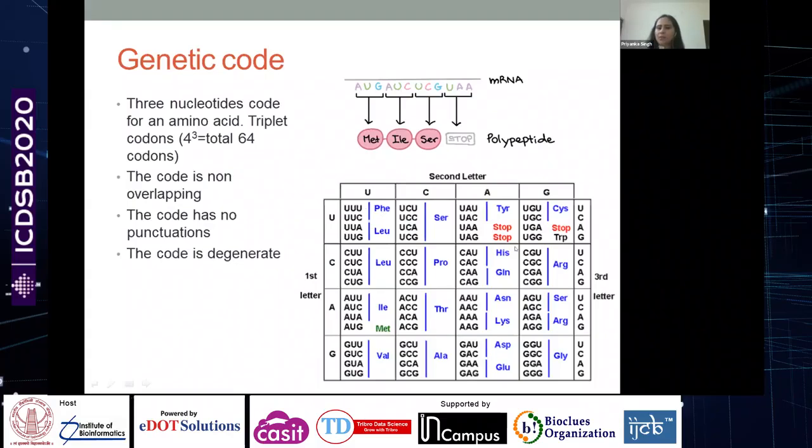There are certain codes which do not code for any amino acid. These are called the stop codons. So at this place, if the machinery comes across a stop codon, the translation is going to stop.